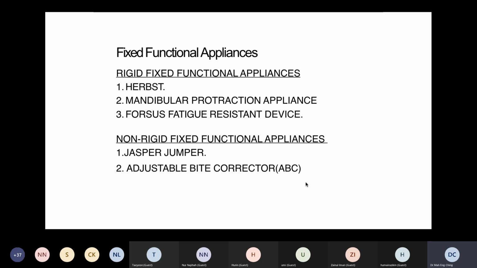Then we come to the fixed functional appliances. Just now we talked about removable ones: single piece, double piece, or the Frankel which blocks away the muscle and soft tissue. Then we have the last one, which is the fixed functional appliances. This one is a bit later design. The rigid fixed functional appliance was started by Herbst, a famous orthodontist. Then there are the mandibular protraction appliances and the Forsus fatigue resistant device. Then non-rigid ones are a bit more flexible, like springs, the adjustable jumper, and the adjustable bite corrector, ABC.